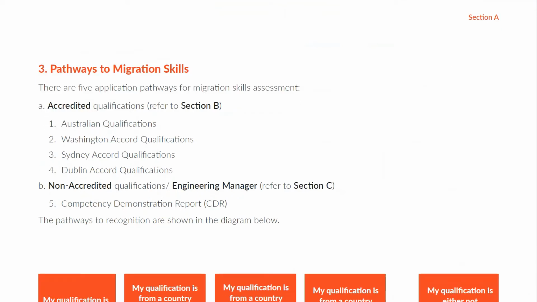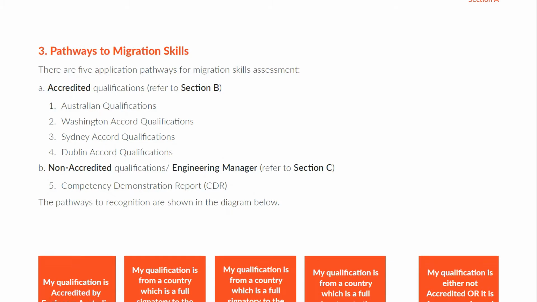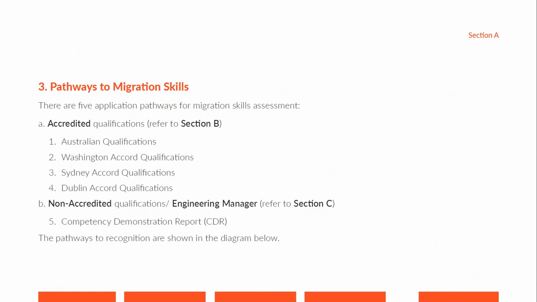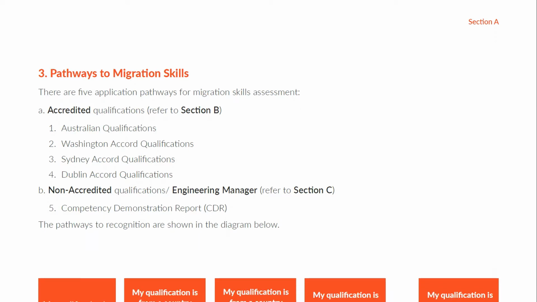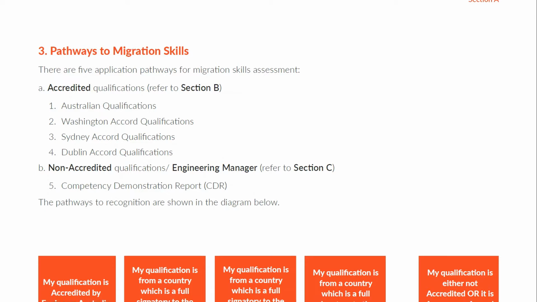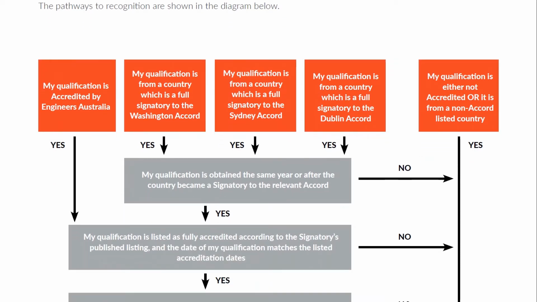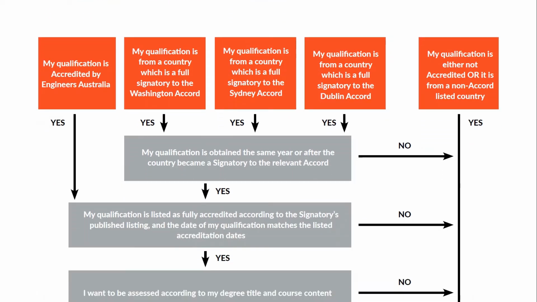For the pathways of migration, there are different pathways like Australian qualification, Washington Accord qualification, Sydney Accord, and Dublin Accord. It depends upon which region you are applying from. For non-accredited qualifications and engineering managers, refer to section C. It is already defined above. You have to provide competency demonstration reports comprising a summary, your resume, and 3 career episodes. This graph clearly defines which category you fall in.